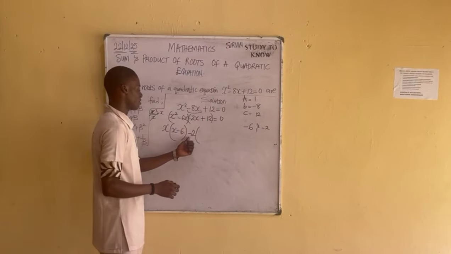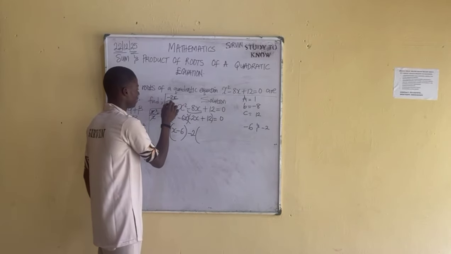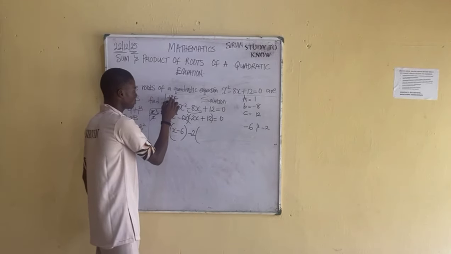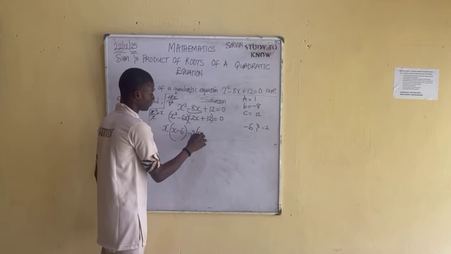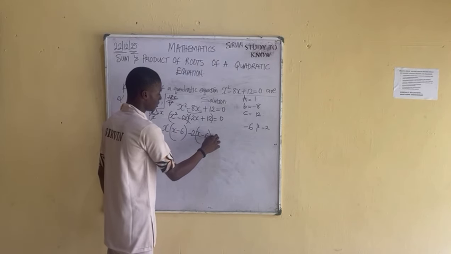Minus 2x divided by minus 2, I'm left with x. 12 divided by minus 2 gives us what? Minus 6 equals 0.